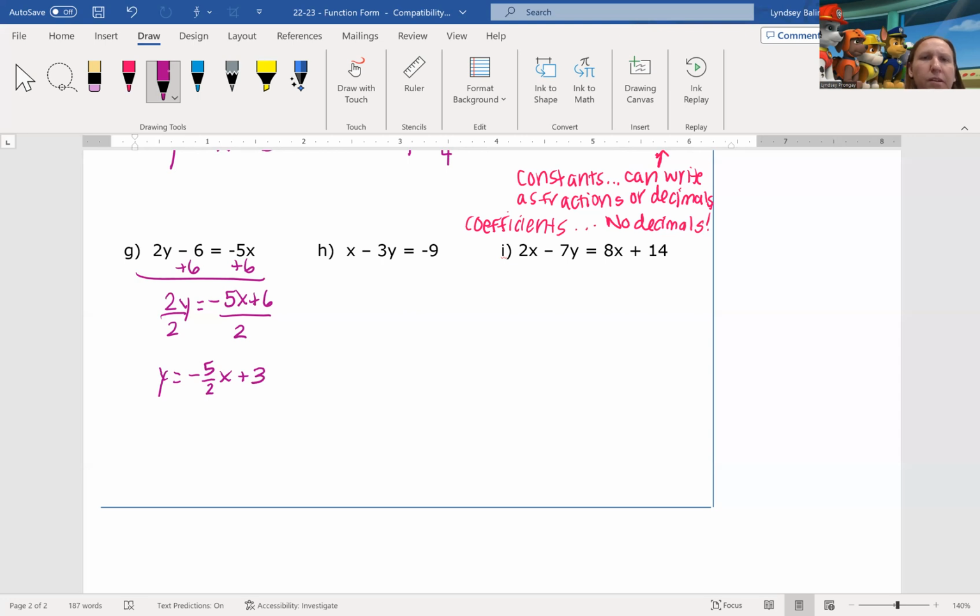Two more. We have an x, so we subtract x. This is the one that you guys tend to mess up. We bring down negative 3y, and we end up with negative x minus 9 on that side. And then we would divide by negative 3.